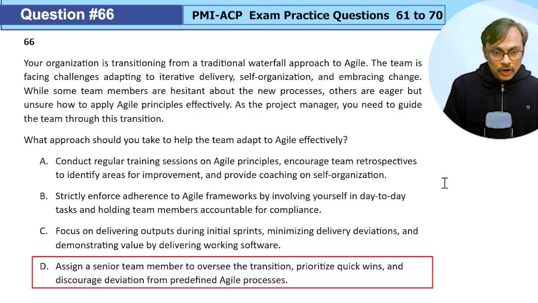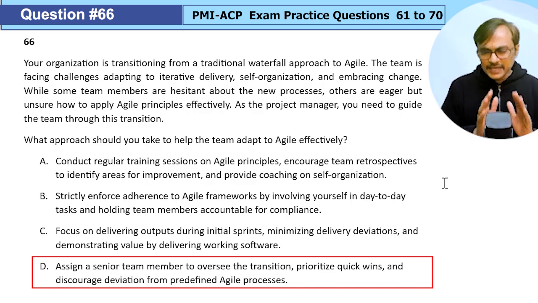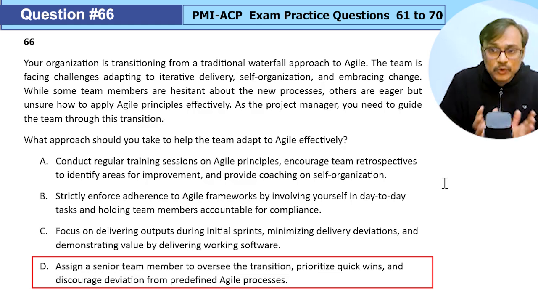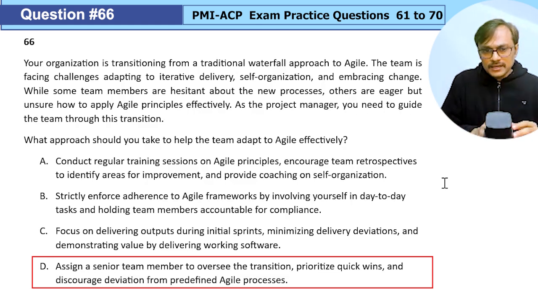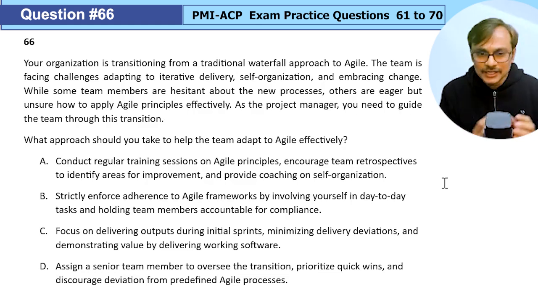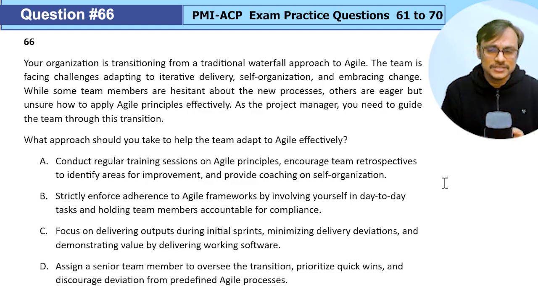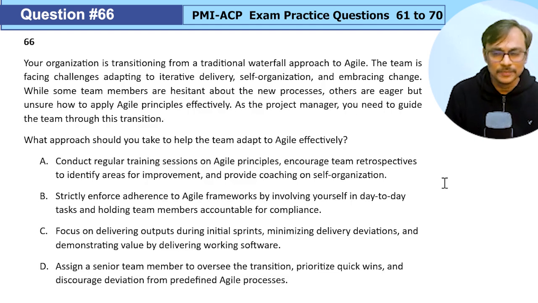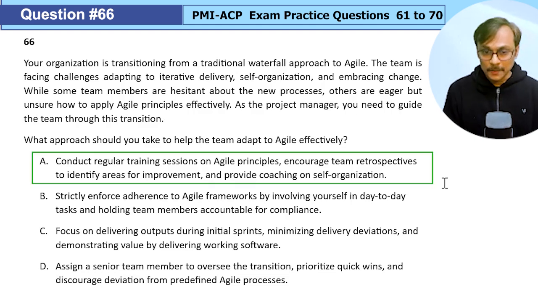Option D: assign a senior team member to oversee the transition, prioritize quick wins, and discourage deviation from predefined agile processes. So, two negative things. I don't want to make anyone dependent. I want a leadership style where the team grows as a self-organizing team. Second, it uses a softer word, discourage deviation from predefined agile process. So it is not strict, but the discouragement may not be fruitful for bringing innovative ideas. So option A looks great.